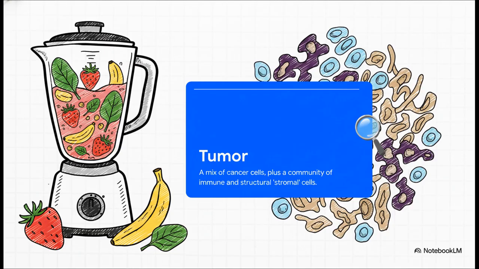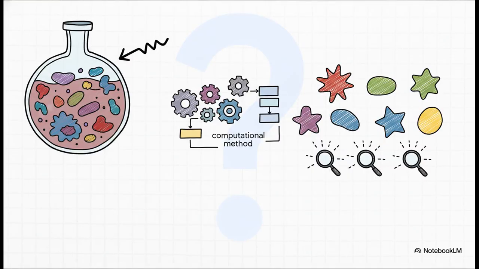It's this jumbled mix of the aggressive cancer cells, sure, but also the immune cells that are trying to fight back, and even the structural stromal cells that build the physical scaffolding for the whole thing. All of them are blended together, and that creates one single, really complex biological signal. And that, right there, brings us to the huge challenge that has stumped cancer researchers for years. If you take a sample of that tumor, that smoothie, all you get is the combined signal, that one mixed flavor profile. So how on earth do you figure out the exact recipe?